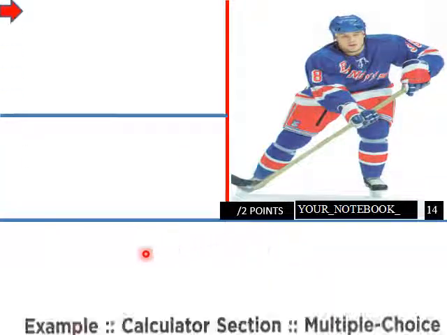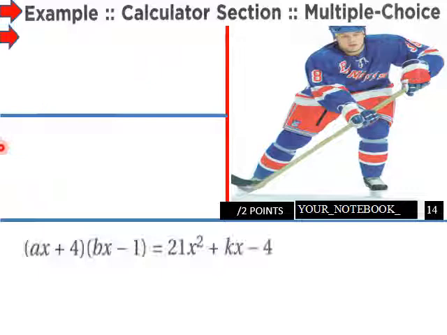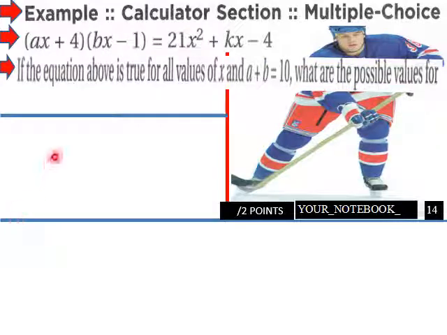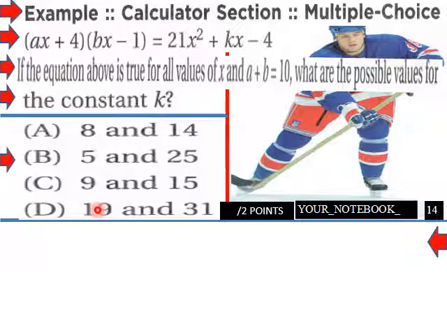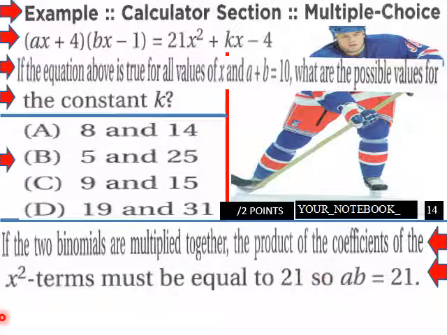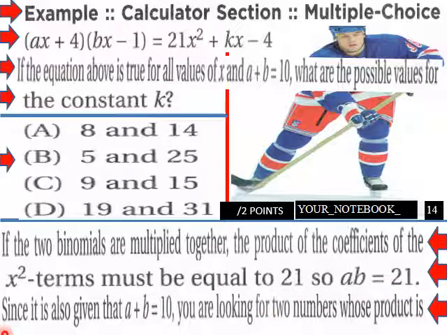Page 14, calc section, multiple choice. Here we have a binomial product which equals this. If the equation above is true for all values of x and a plus b equals 10, what are the possible values for the constant k? So here are our choices. If the two binomials are multiplied together, the product of the coefficients of the x squared terms must be equal to 21. So ab equals 21.